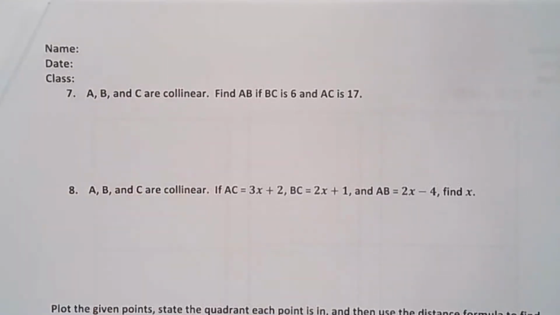7, A, B, and C are collinear. What does it mean, speaking of words that have meaning? What does collinear mean? They're all on the same line. Same line. Thomas is raising hand. I appreciate that, but you know what? Sometimes you just got to be quick on the draw. So, co means same, linear means line, right?